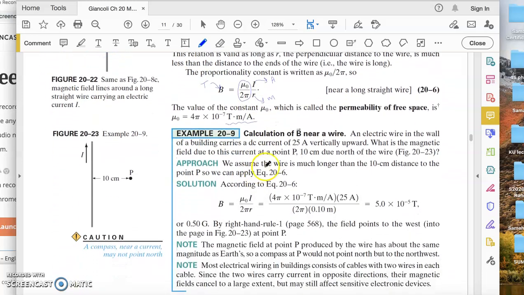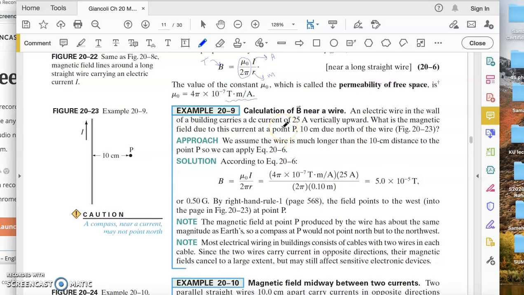Let's see the example, and we will see how the numbers come and how we can calculate the magnitude of the magnetic field near a long wire. This is how it is.